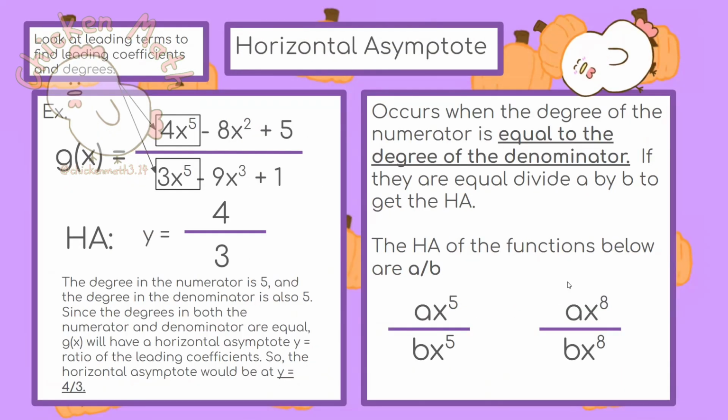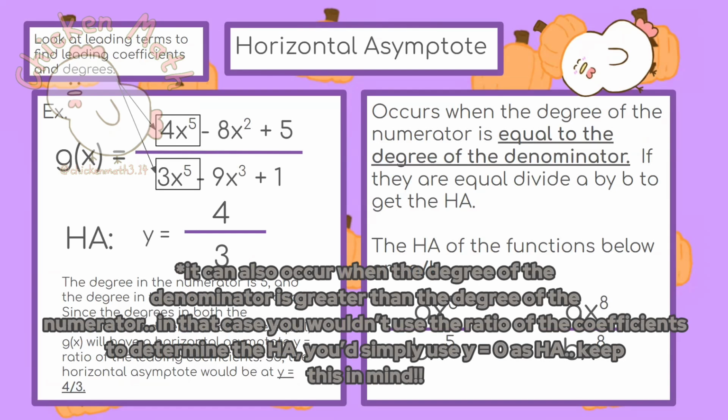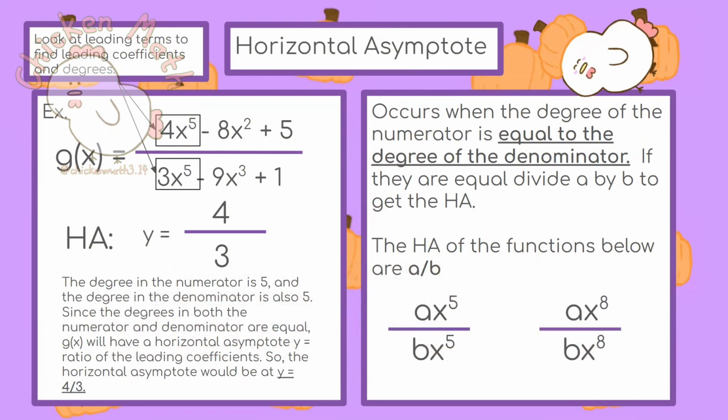Okay, so we talked about what a horizontal asymptote was, but now we're going to look at an example. A horizontal asymptote occurs when the degree of the numerator is equal to the degree of the denominator. If they're equal, then we can divide a by b to get the horizontal asymptote, where a and b are the coefficients of the highest degree in the numerator and denominator. So if we look at this example of g of x, we notice that the highest degrees are x to the fifth. So we can take the coefficients in front of each of those. We have 4 and we have 3, and we can divide those, and that gives us our horizontal asymptote of y equals 4 over 3.